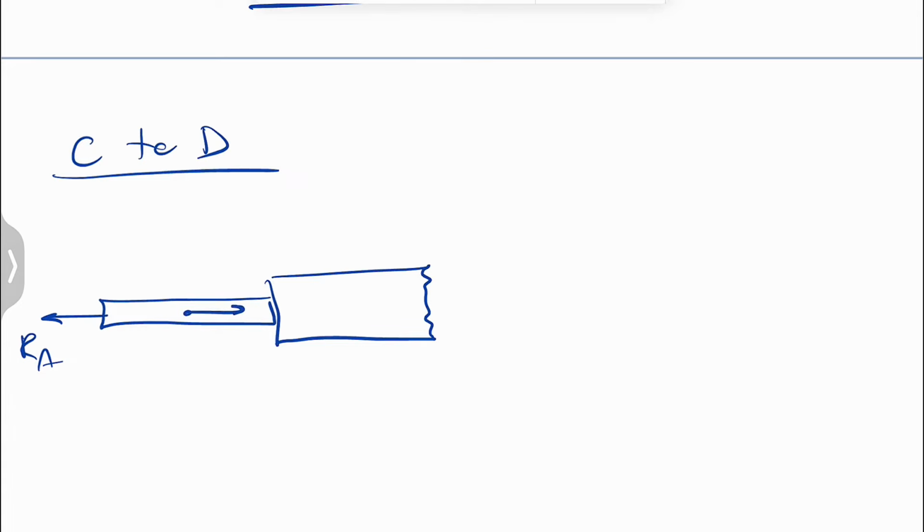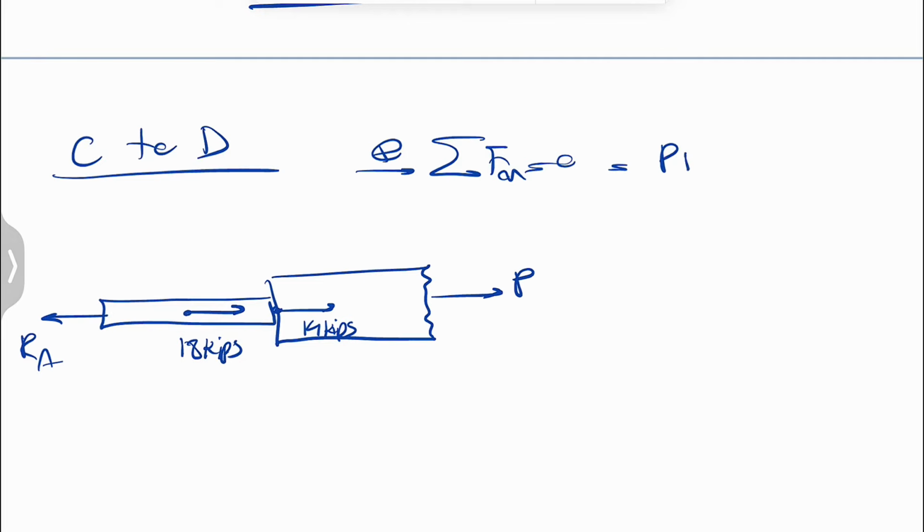So RA, we have the 18 kips here. We have 14 kips in here. And that's going to be our force P. Again, we need to find the force P. Sum of all forces in X equals 0. So P plus 14, 18, 32 minus RA is equal to 0. So P will be RA minus 32.